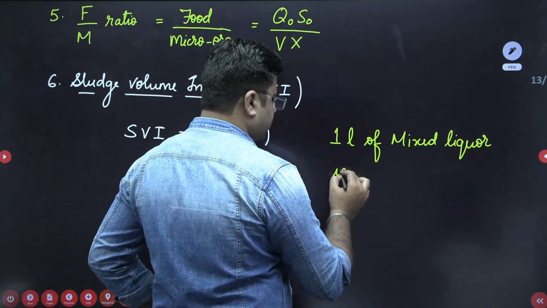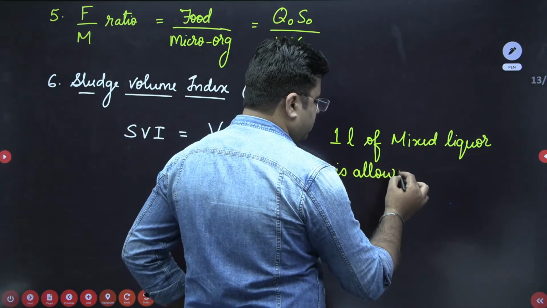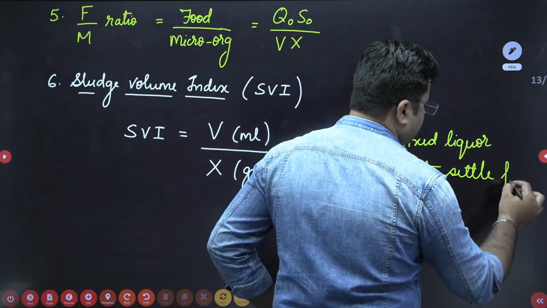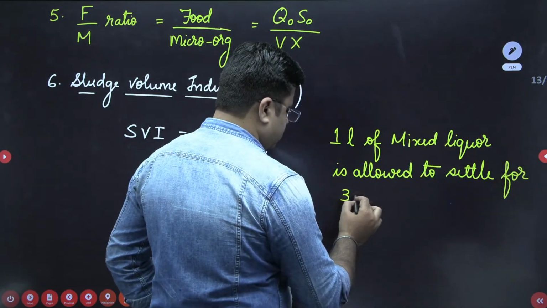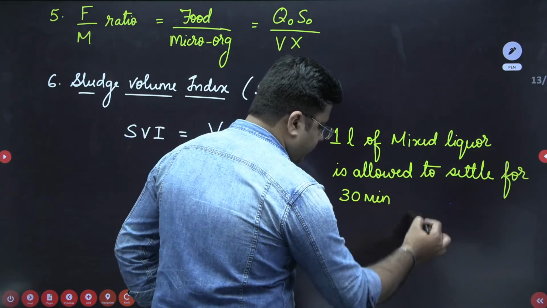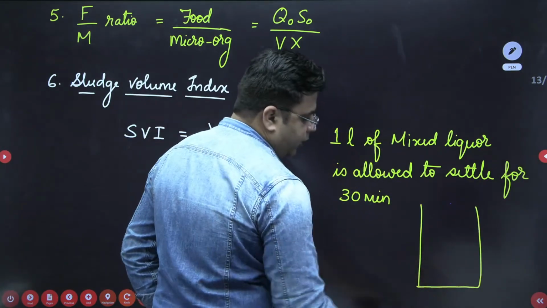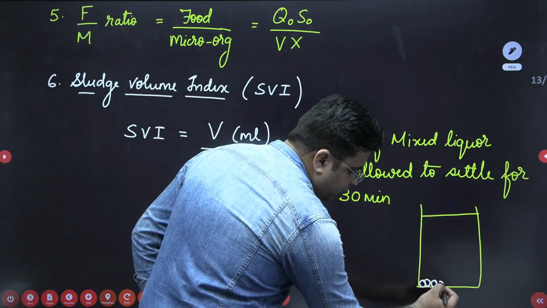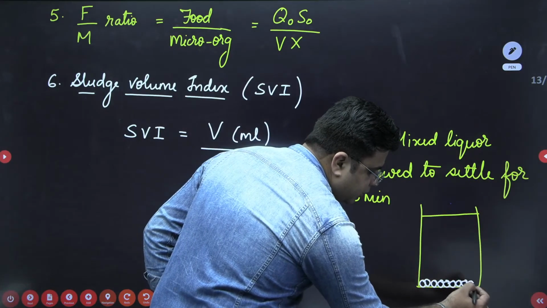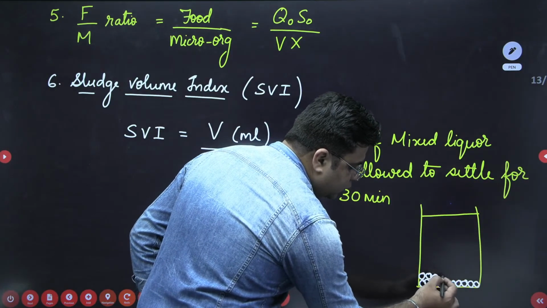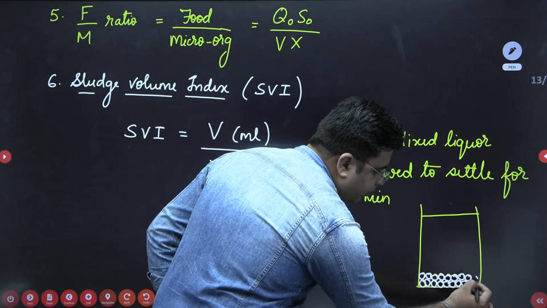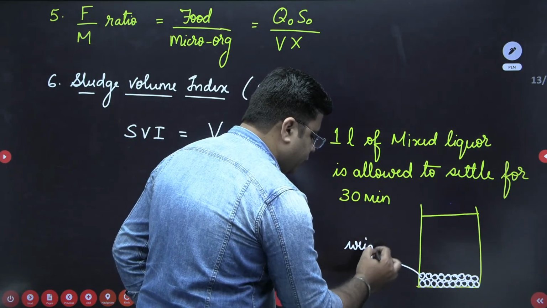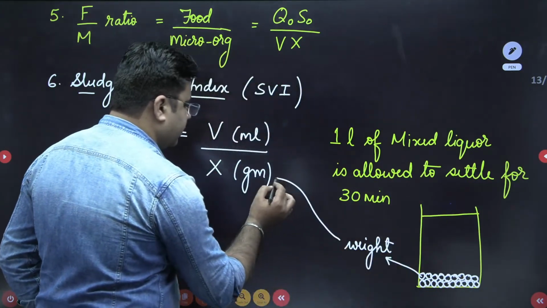is allowed to settle for 30 minutes. So you have this 1 liter of mixed liquor like this, right? You have allowed this mixed liquor to settle for 30 minutes. Then whatever solids are settled, these are the settled solids in 30 minutes. So what you need to do is, first of all, measure the weight of these settled solids, and that weight is nothing but your X.